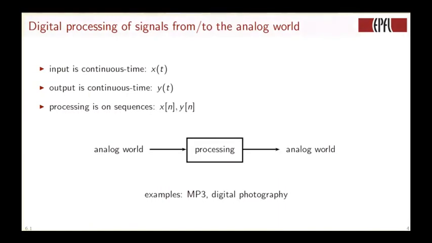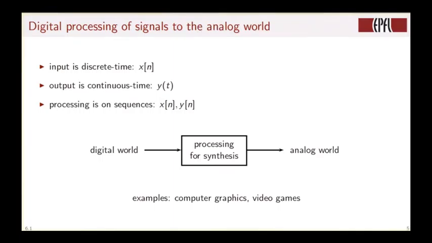We can show this in block diagram form. We live in an analog world, so input and output are from and to the analog world, but inside we process on a computer, which is discrete time. The input is x of t, the output is y of t, but inside the box we process sequences x of n, y of n. Examples of such boxes are the processing we do for MP3 music or what we do in a digital camera.